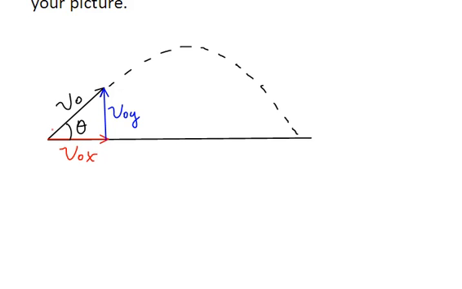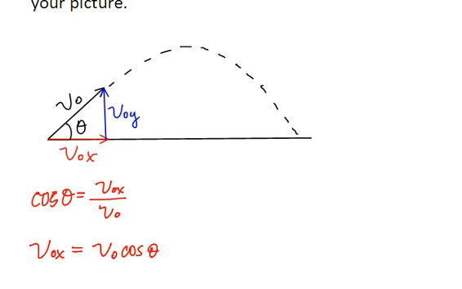All right, so when we have this initial velocity that has an x component and a y component, the x component is adjacent, and that is the cosine function. So the cosine of theta would be adjacent v naught x over hypotenuse v naught. Multiply by v naught on both sides, and we get that the initial velocity in the x direction would be the initial velocity times the cosine of the angle.